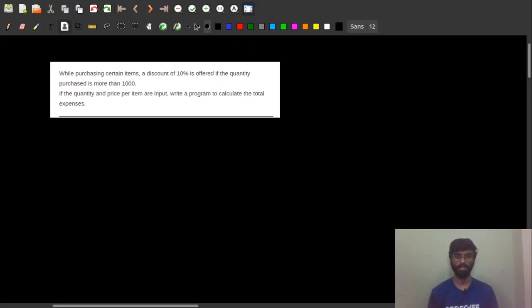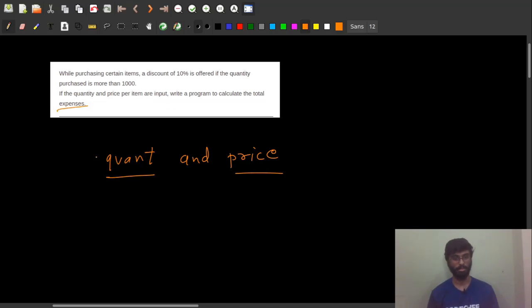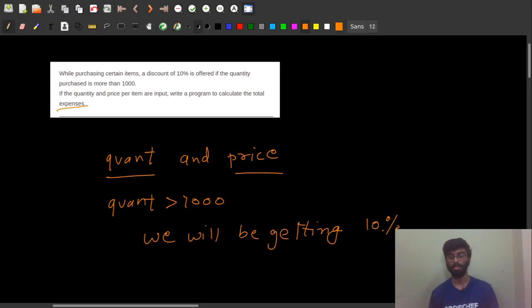So the problem states that, given two inputs, the quantity to buy and the price of each item, we have to calculate the total expense. But there is a condition: if the quantity is greater than 1000, then we will be getting a 10% discount on the total expense.